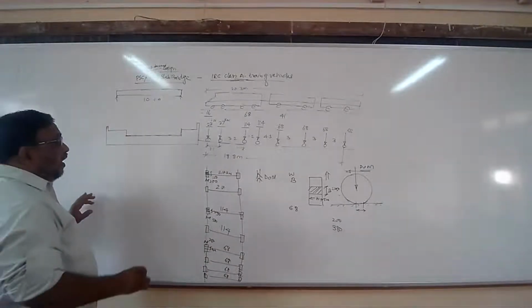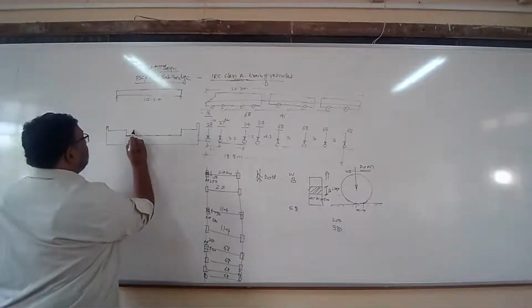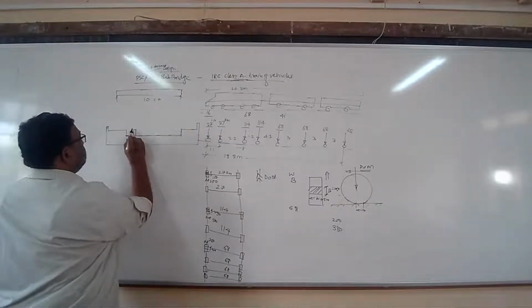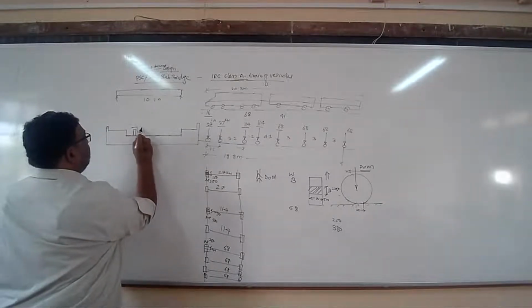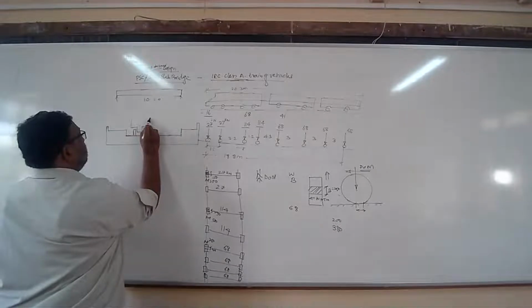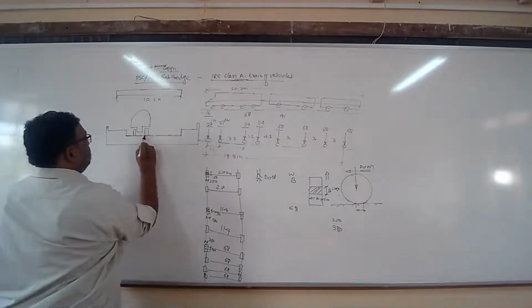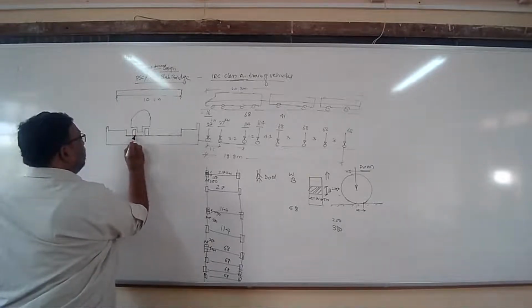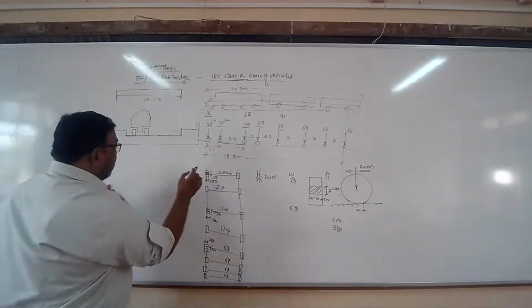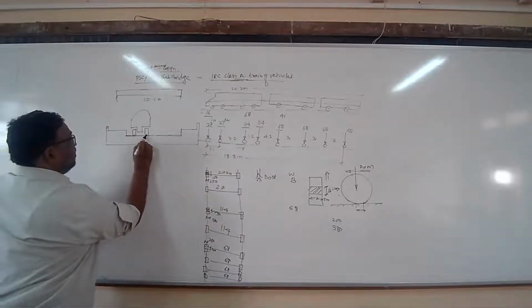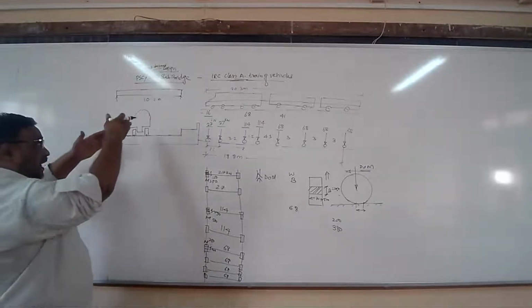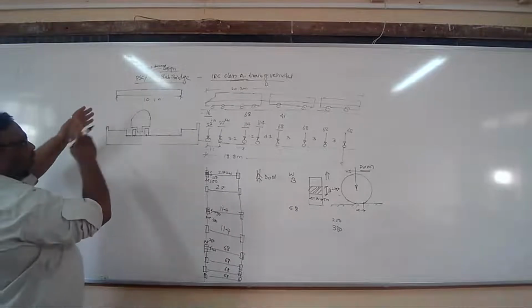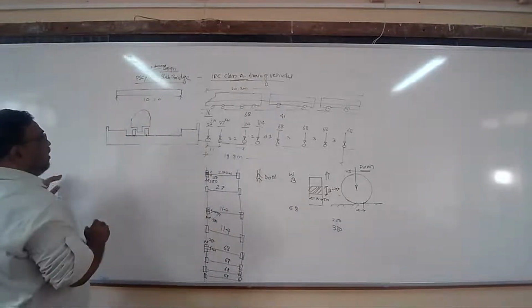Right? Suppose I keep the vehicle here. Say this is the vehicle. This is the center line of the wheel, this is the center line of the wheel, and all the wheels will be in one line. All the wheels for this vehicle will be in one line.